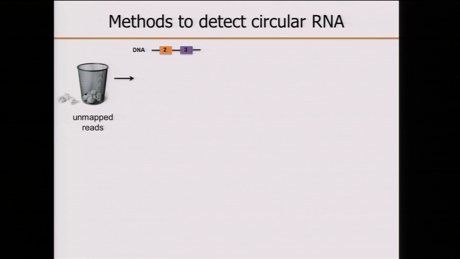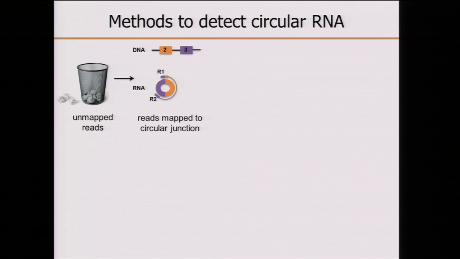So you start with unmapped reads, reads that didn't map to the genome or a linear splice junction, and you look for evidence of circular RNA splicing. So say we have this portion of the genome where these two exons produce this circular RNA. And this circular RNA would be detected in sequencing data by a read that mapped from exon 3 into exon 2. And in paired-end sequencing, you're sequencing both ends of the fragment, and so read 2 would map somewhere within this defined circle.